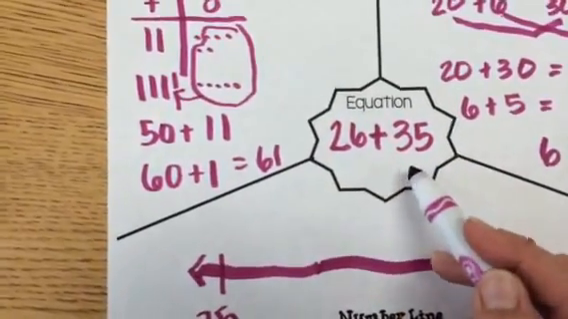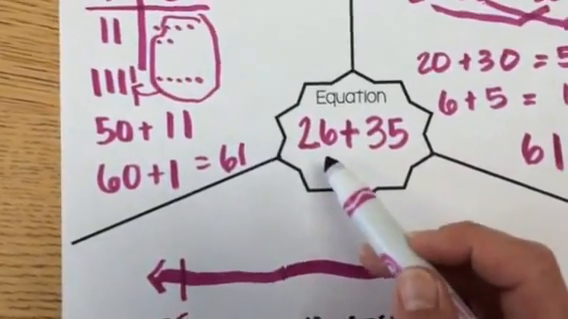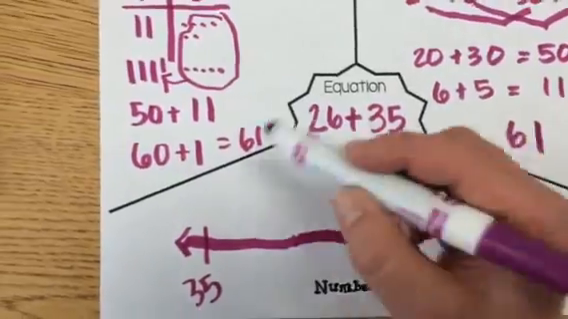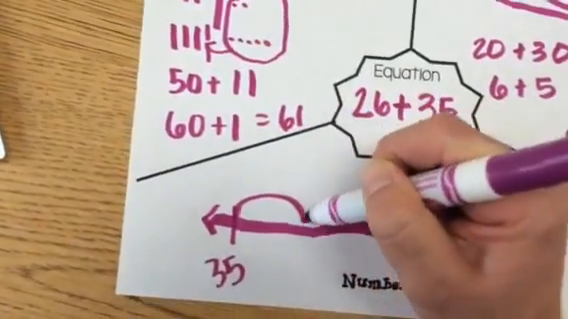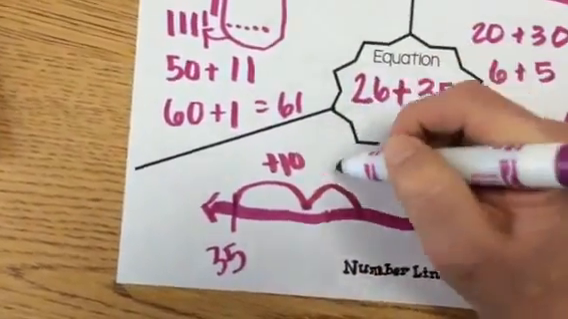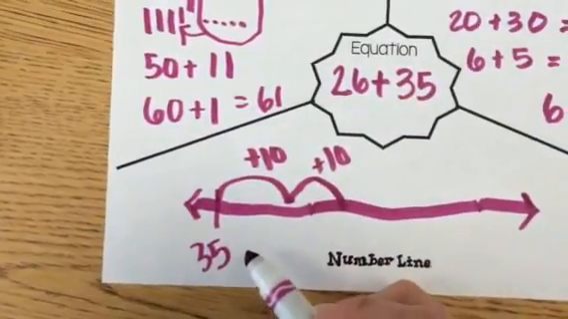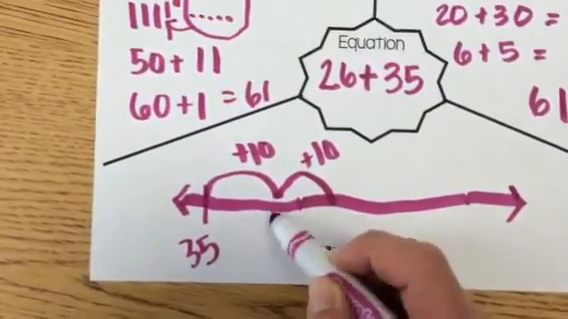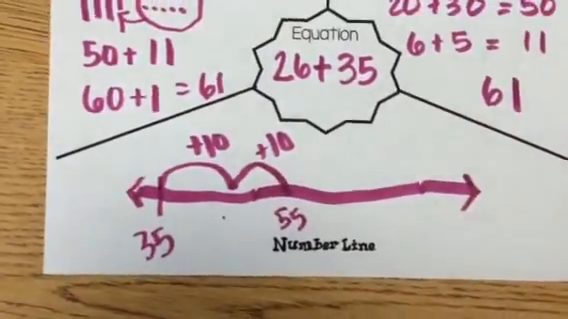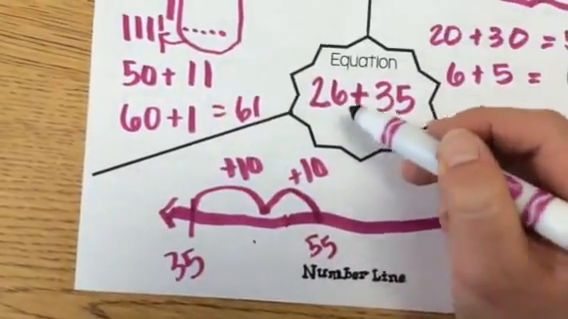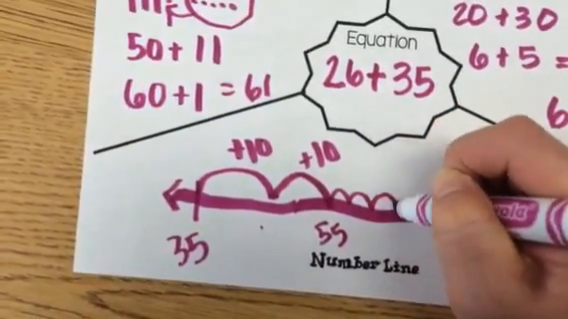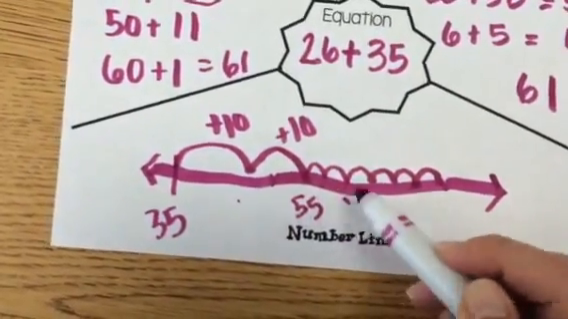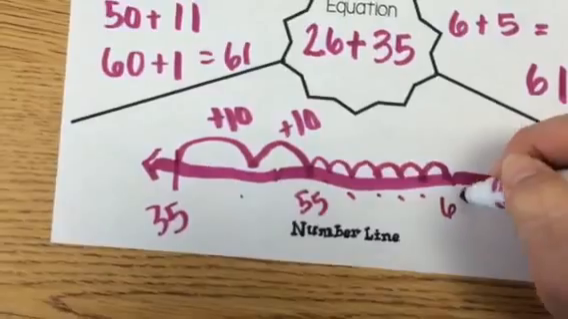And then if I start with 35, then I'm going to do 26 jumps. Well, I don't want to do 26 individual jumps, so I'm going to do 2 jumps of 10, plus 10, plus 10, okay, because I'm adding 26, and 26 has 2 tens, and I know by skip counting that is 35, 45, 55, so I've landed at 55 there, and then I just need to go up 6 more ones. 1, 2, 3, 4, 5, 6. So that's 56, 57, 58, 59, 60, 61.